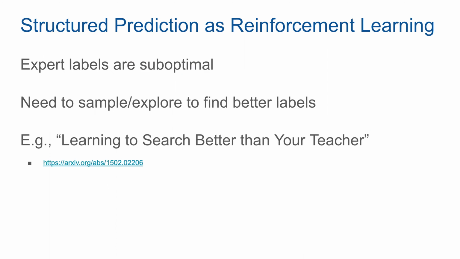There are cases where we can do structured prediction as reinforcement learning. In some cases, we just have an objective function without labels, and any labels that we get are suboptimal. This is often the case, for example, in things like machine translation, where we have some objective function, and actually optimally solving it can be hard. We need to sample or explore to find better labels. One example of that is this paper called "Learning to Search Better Than Your Teacher." You can see the link below.